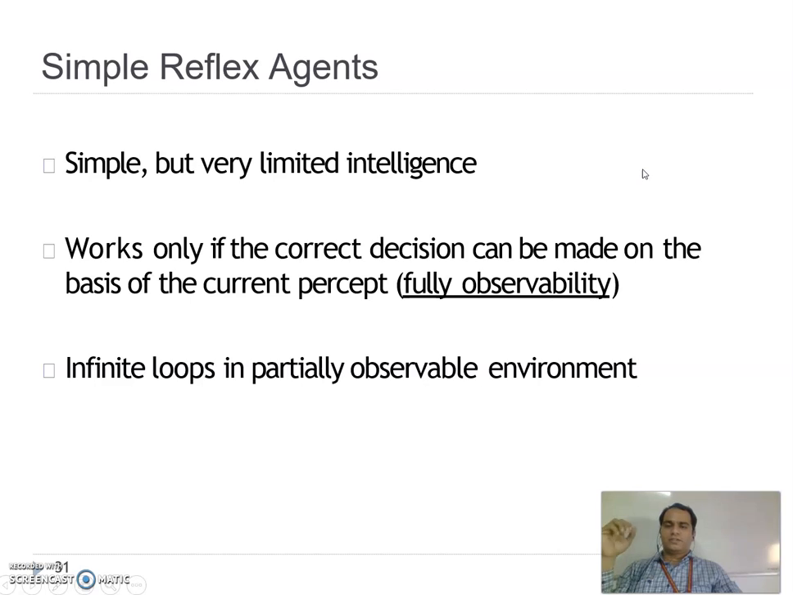So simple reflex agents are simple but have very limited intelligence, and work only if the correct decision can be made on the basis of the current percept. The current percept requires full observability. And infinite loops in partially observable environments are possible because the agent is unable to understand what the actual situation is.